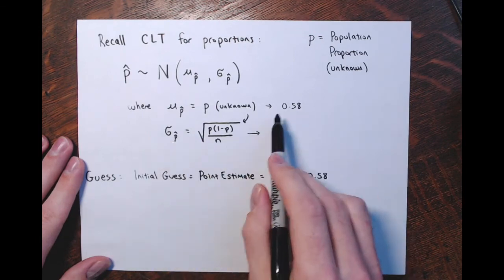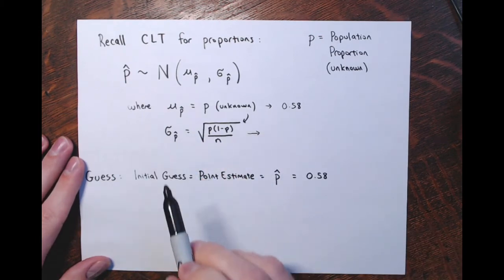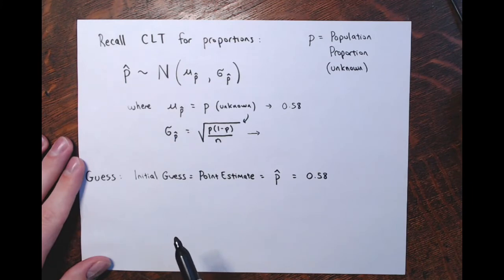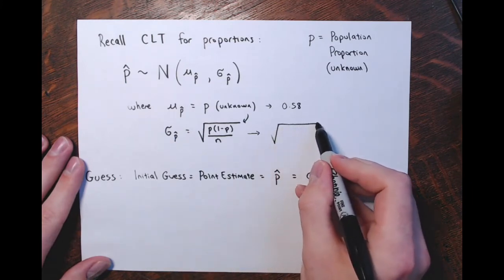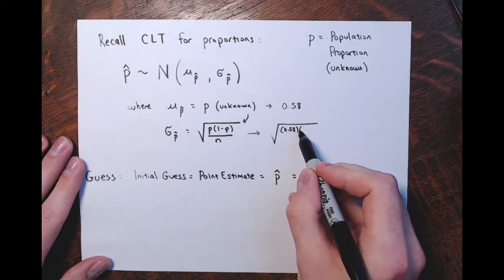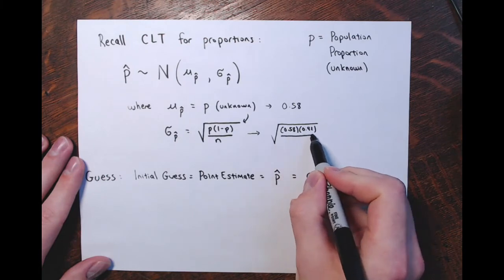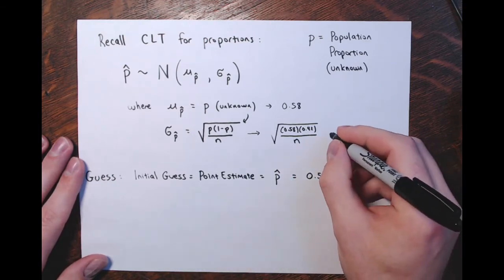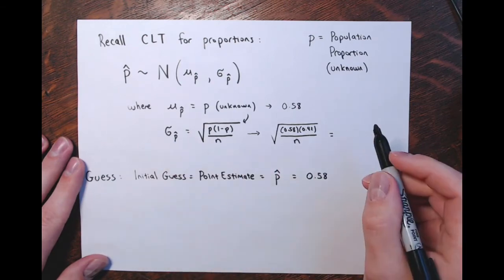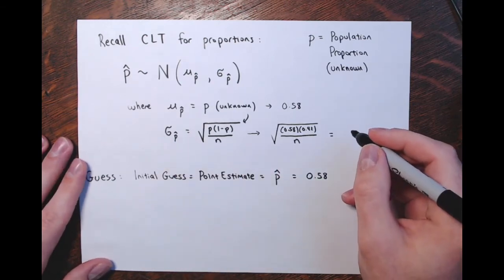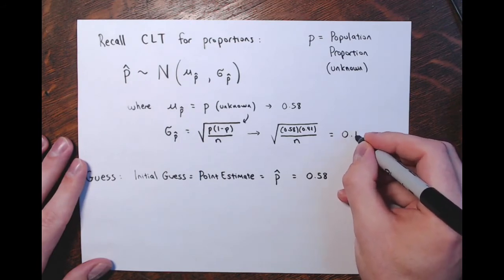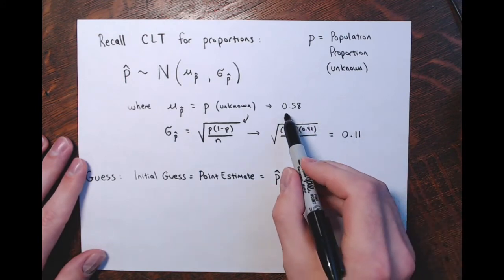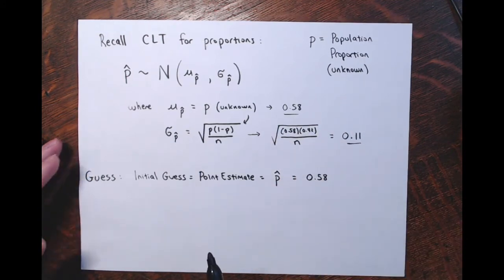And then using this guess, this point estimate, the standard deviation of the p hats would be the square root of 0.58 times 0.42, divided by n. Now we weren't told the sample size here. We could figure it out though, because they did tell us that this sigma p hat, the standard deviation of the distribution of the sample proportions, was 0.11. So we're going to use this and this to help us create a confidence interval.